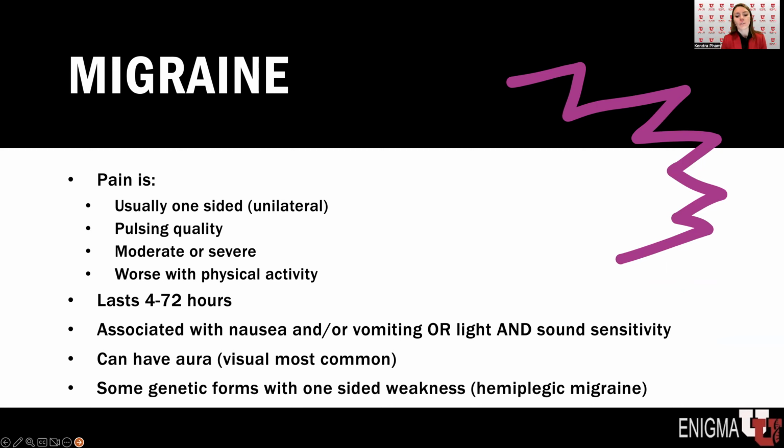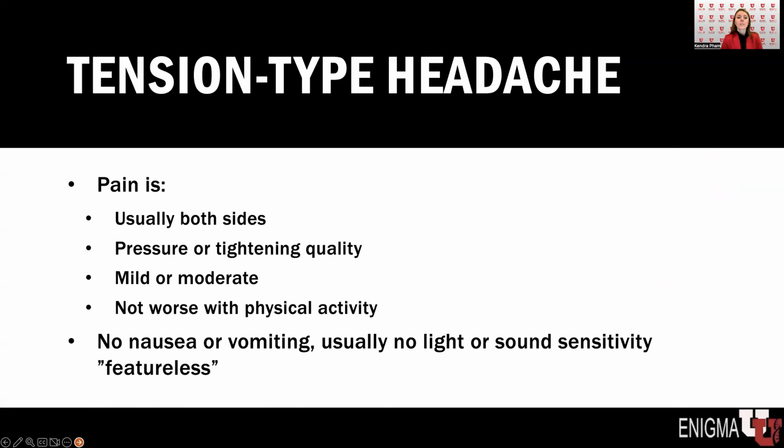And there are some genetic forms of migraine that come with one-sided weakness, and we call that type of migraine hemiplegic migraine. So then there's tension type headache, and in tension type headache, the pain is usually on both sides. There is a pressure or tightening sort of quality of the pain. The pain is mild, maybe moderate, and it's not worse with physical activity. And there should be no nausea or vomiting, and there's usually no light or sound sensitivity either. So we call this the featureless headache.